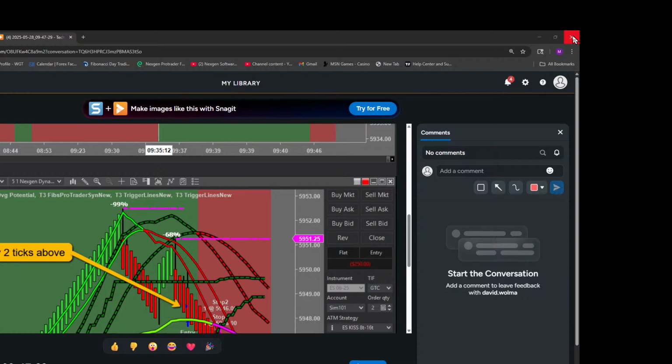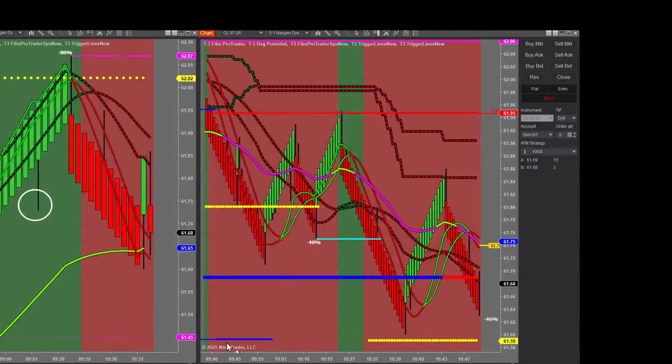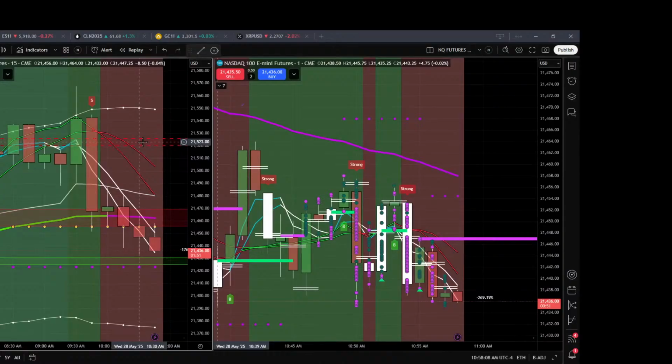And Chart Prime is what makes the zones, guys. Chart Prime is what puts those zones. And those zones tend to work.